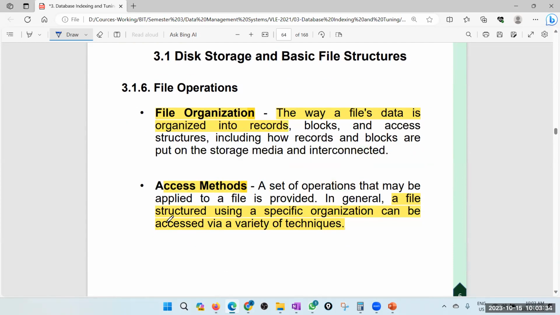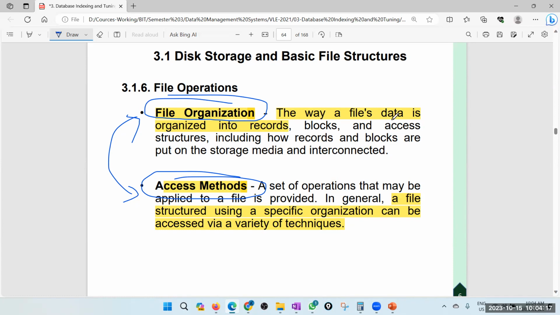Right. So when it comes to file operations, we have to understand two main things. That is file organization, how the file is organized, and how we are going to access the file or the records. Of course, these two are interrelated. The way the file is organized determines the access methods. So for some file organizations, some access methods are not available. And for some other file organizations, if you need a particular access method, you have to check whether that file organization supports it. So we have to think about these two together.